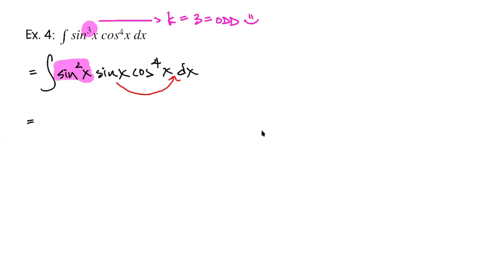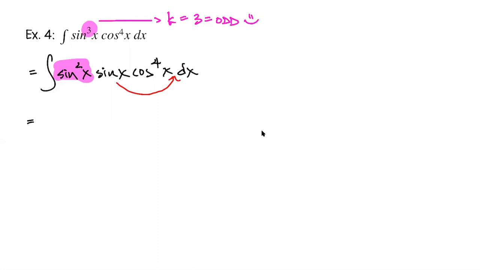Okay, so hopefully when you looked at example number 4, you were like, yay, the power of sine is 3 and 3 is odd. So that makes our life a little bit easier, okay? And so when we see that odd power, we're going to split it into 1 minus that power to make it an even power, and then a single sine or single cosine, depending on which one you're working with. So I split it and I got sine squared x, sine x, cosine to the 4th x dx.